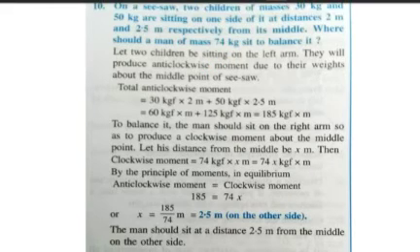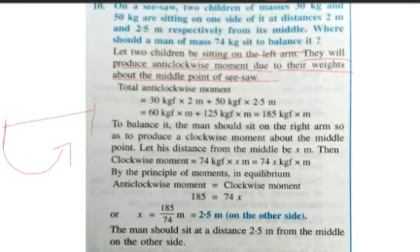Let's consider the two children sitting on the left arm. They will produce an anti-clockwise moment due to their weights about the middle point of the seesaw. See, this is the seesaw. Here the children are sitting, so they will produce anti-clockwise moment, right?